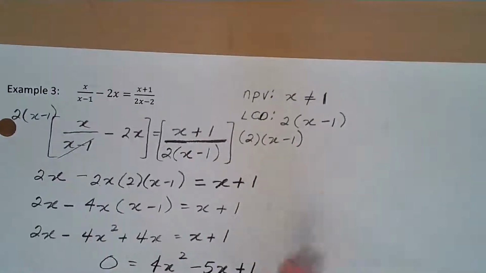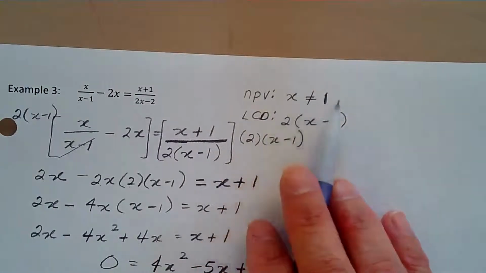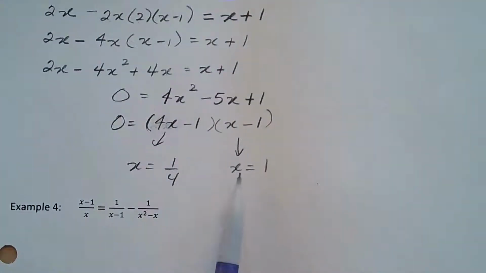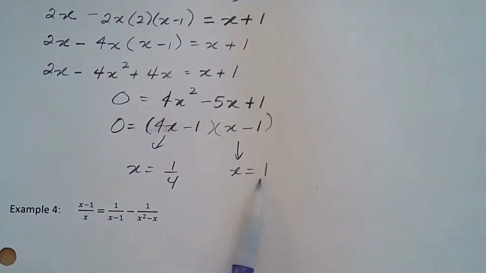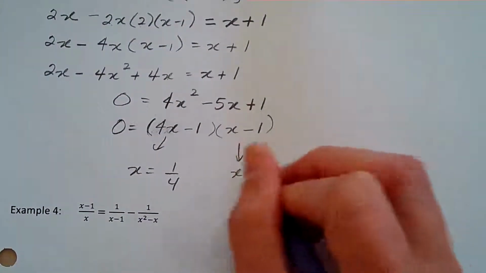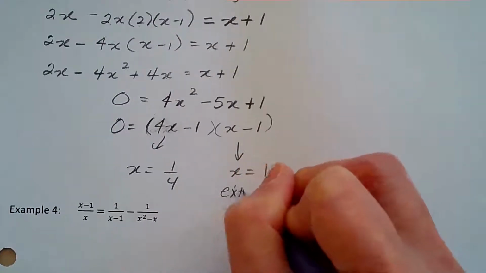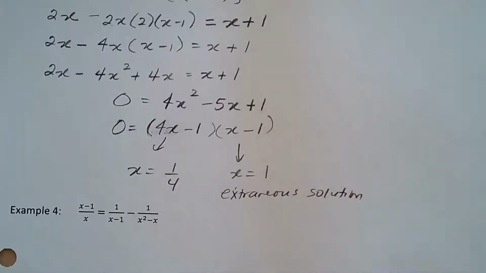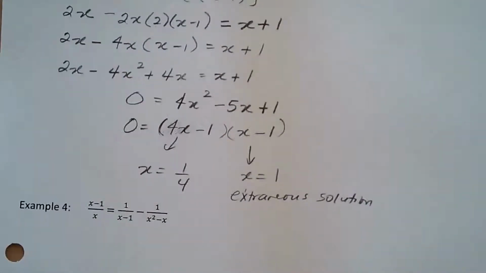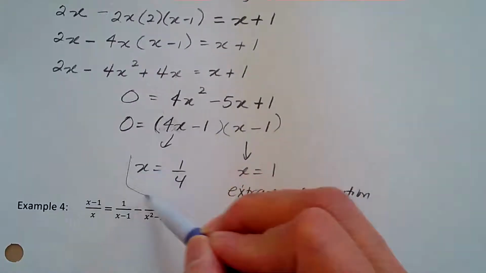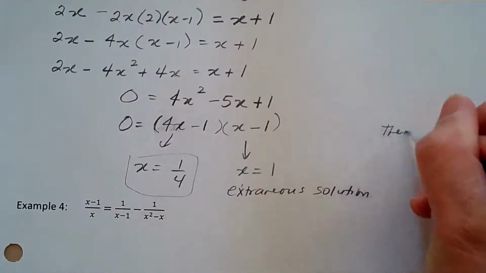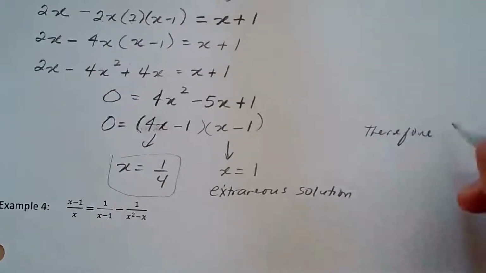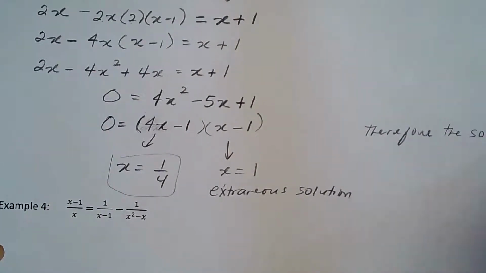According to the non-permissible values, x cannot equal 1. But the solution here is x equals 1. So this one here, what do we call this one again? Extraneous solution. Okay. So what's our only solution? 1/4. So therefore, the solution is x equals 1/4.